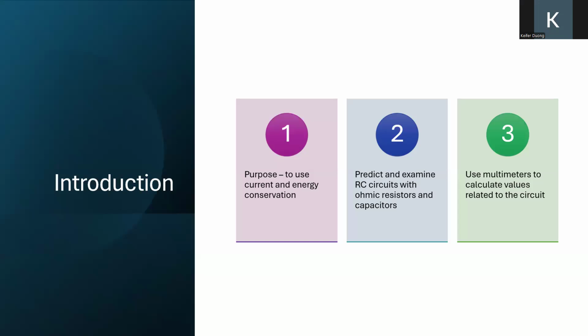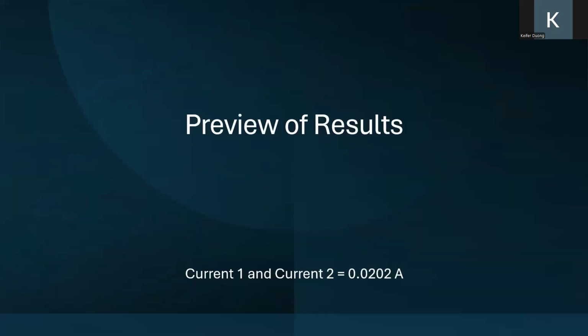For my introduction, the purpose is to use current and energy conservation to predict and examine RC circuits with ohmic resistors and capacitors, and use multimeters to calculate values related to the circuit. For my preview of results, current 1 and current 2 were found to be 0.0202 A.